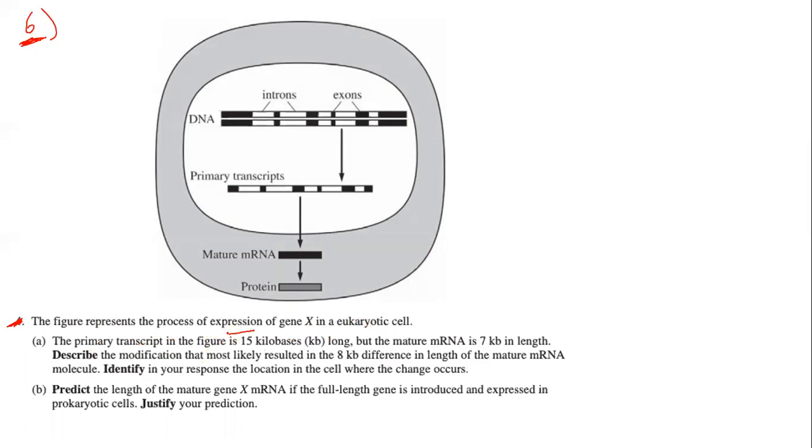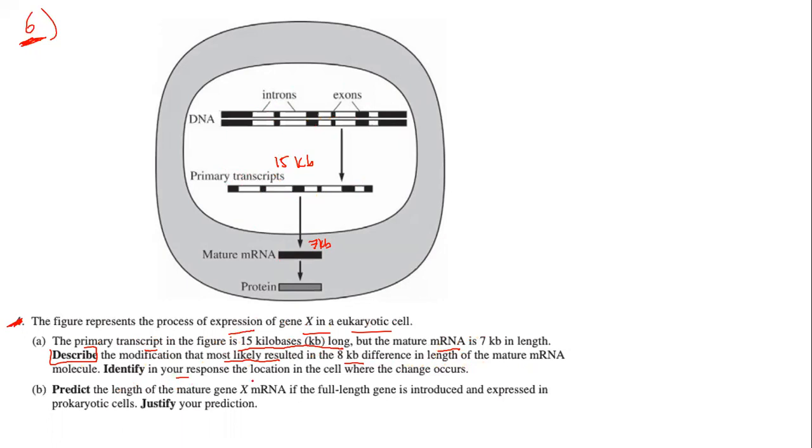The figure represents the process of the expression of gene X in a eukaryotic cell. So this whole thing they're saying is gene X. It tells you that the primary transcript in the figure is 15 kilobases long. So basically this right here is 15 kilobases in length, which means 15,000 nucleotides: 15,000 A's, T's, C's, and G's on the gene, and 15,000 A's, U's, C's, and G's on the RNA transcript. The mature mRNA, though, is only 7 kilobases in length. So it wants you to describe the modification that most likely results in the 8 kilobase difference in the length of the mature mRNA.